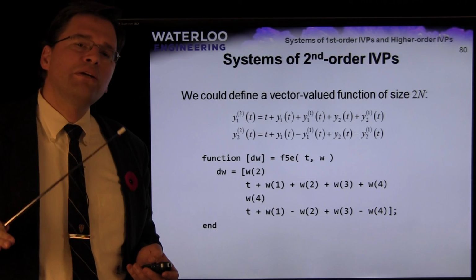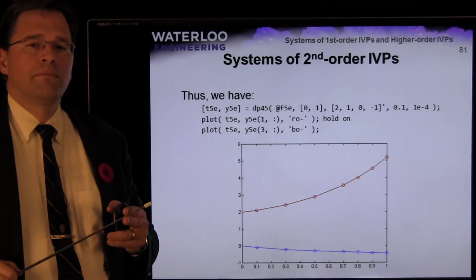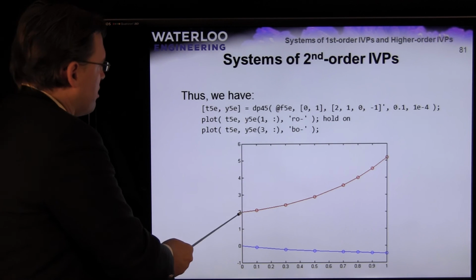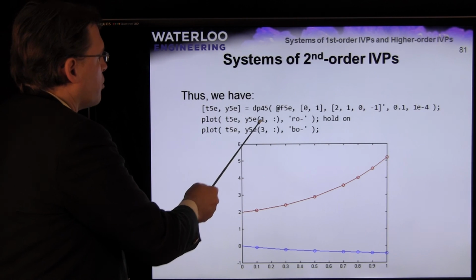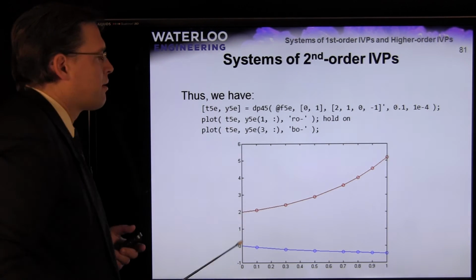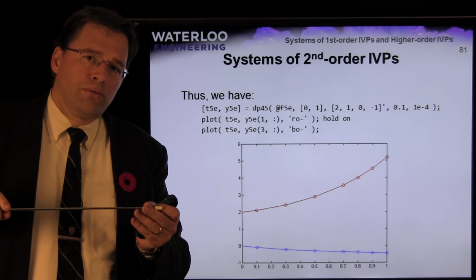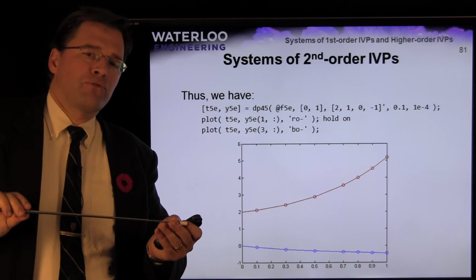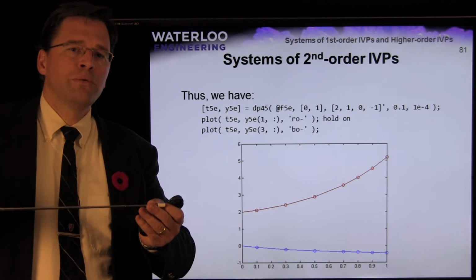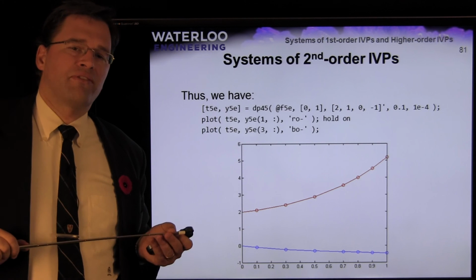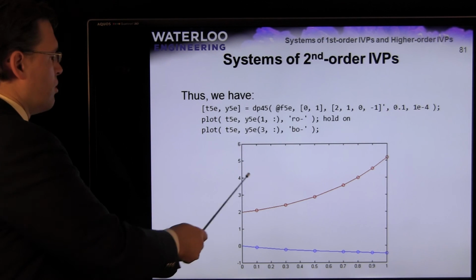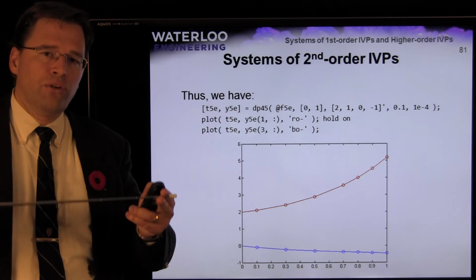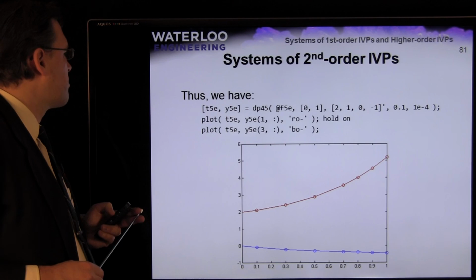And so now we just have a sequence of steps. So if we approximate this solution, notice that the first row is Y1. The second row will be the derivative of Y1. The third row will be Y2, and the fourth row will be the derivative of Y2. Now I've only plotted Y1 and Y2 here, but you can see whether or not yours works as well.